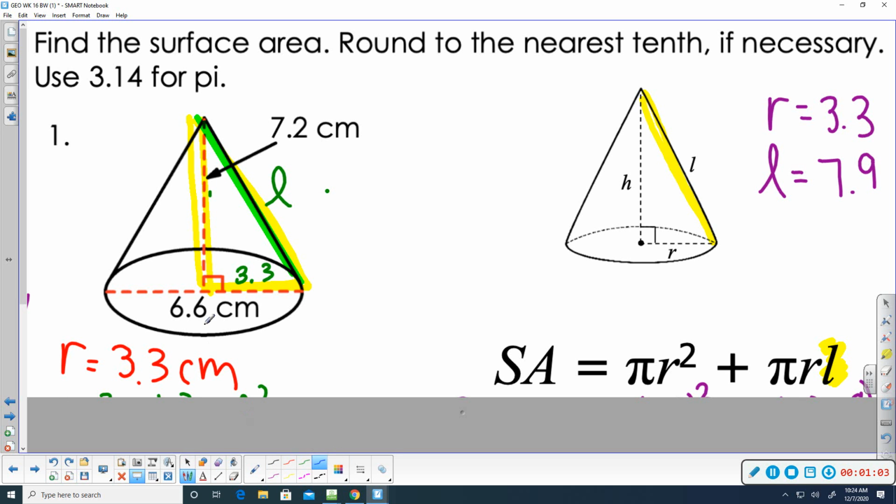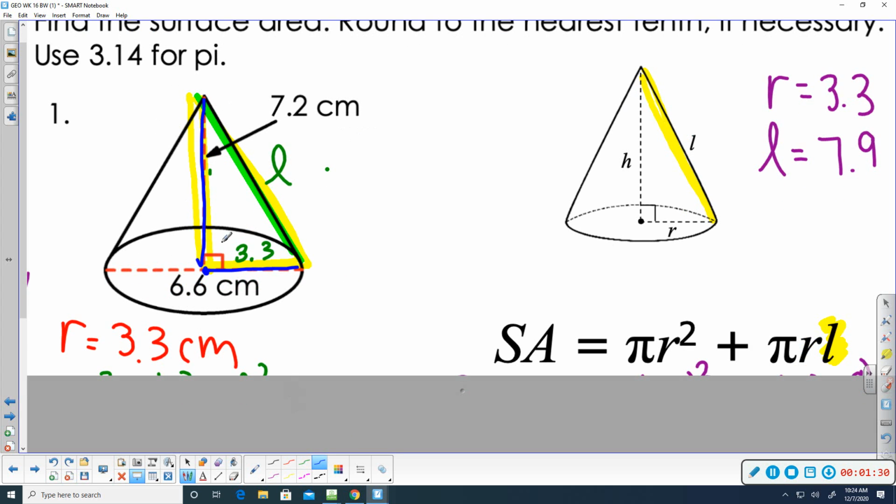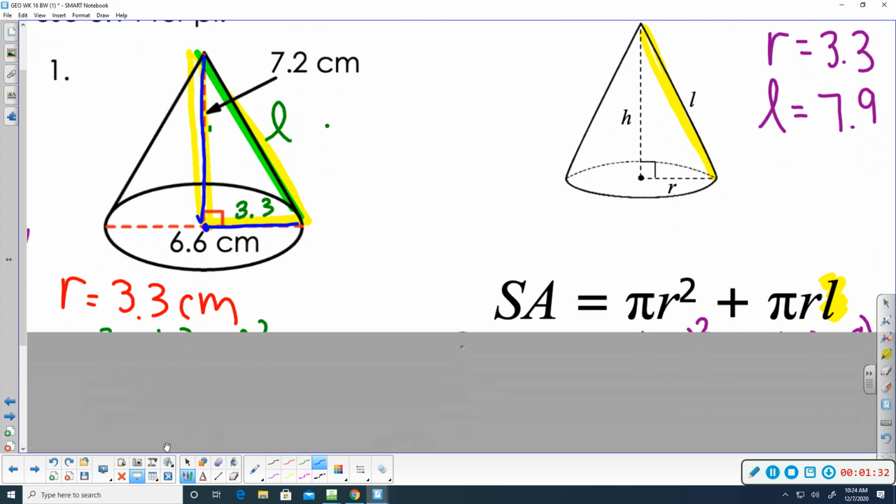Remember, the radius is halfway across a circle, and through the center, halfway across. So here, 6.6, that's the diameter. If we take that 6.6 and divide it by 2, so cut it in half, we get that the radius is equal to 3.3 centimeters. Then we know that the height here is equal to 7.2 centimeters. We are going to use those two measurements along with the Pythagorean theorem, because we have a right triangle, to find the length of L.